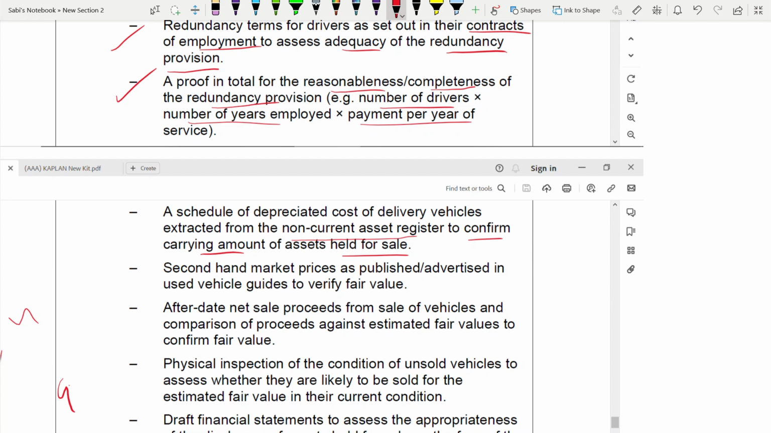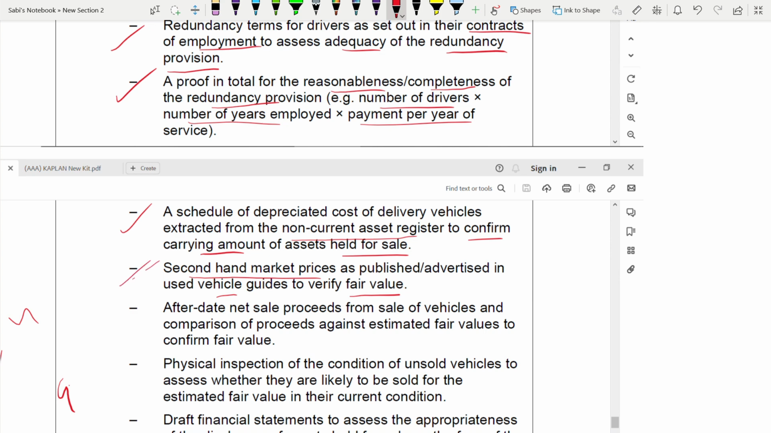You want to know a schedule of depreciated cost of delivery vehicle extracted from the non-current asset register. In your non-current asset register, there is a list of non-current assets. Out of that, you're only going to take extracts of delivery vehicles only. So this is done. Next, you want to know the price also of the delivery vehicle. How? You can look for second-hand market prices to verify the fair value of the vehicle. Still we are in the vehicle only.